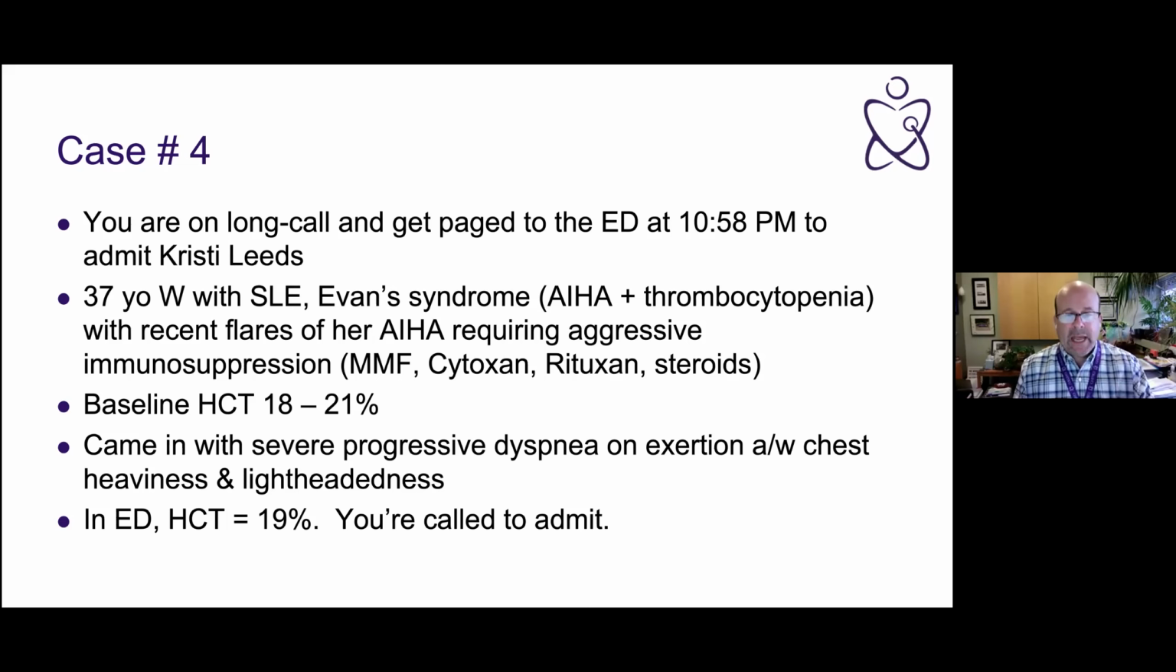And so she's recently had flares of her autoimmune hemolytic anemia requiring very aggressive immunosuppression, MMF, Cytoxan, Rituxan, and steroids, really a difficult hemolytic anemia. And her baseline crit hovers around 18 to 21%. She comes in now with severe progressive dyspnea on exertion that's associated with chest heaviness and lightheadedness. But in the ED, her hematocrit's 19%. It's at her baseline level of anemia, and you're called to admit her.